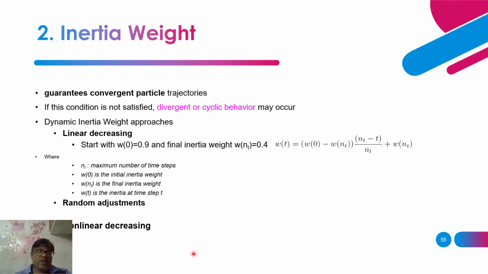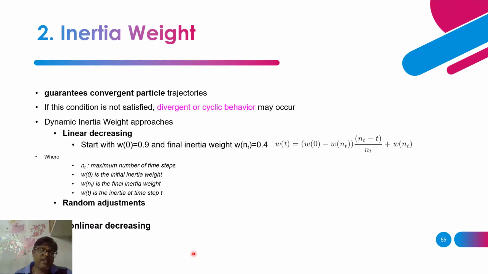So the dynamic inertia weight approach decreases linearly. We start with W0 equal to 0.9 and the final inertia weight will be W equal to 0.4. So W(t) equals (W(0) minus W(nt)) times (nt minus t) divided by nt, plus W(nt), where nt is the maximum number of time steps, W(0) is the initial inertia weight, W(nt) is the final inertia weight, and W(t) is the inertia at time step t.